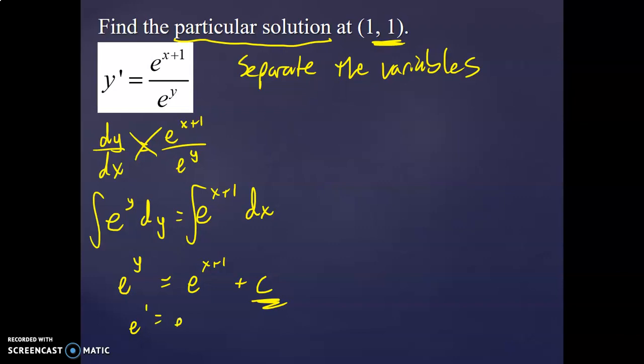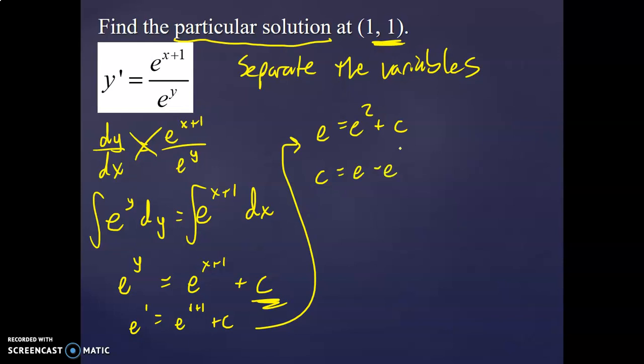So e^1 equals e^(1+1) plus c. So e equals e squared plus c. So my constant would be e minus e squared. I'm not done. Now I need to plug that in. So e^y equals e^(x+1) plus e minus e squared.